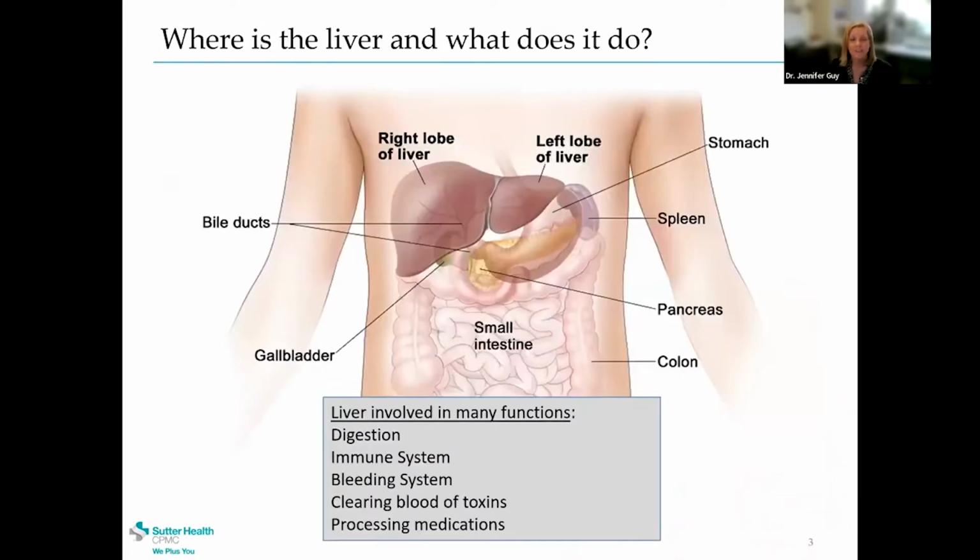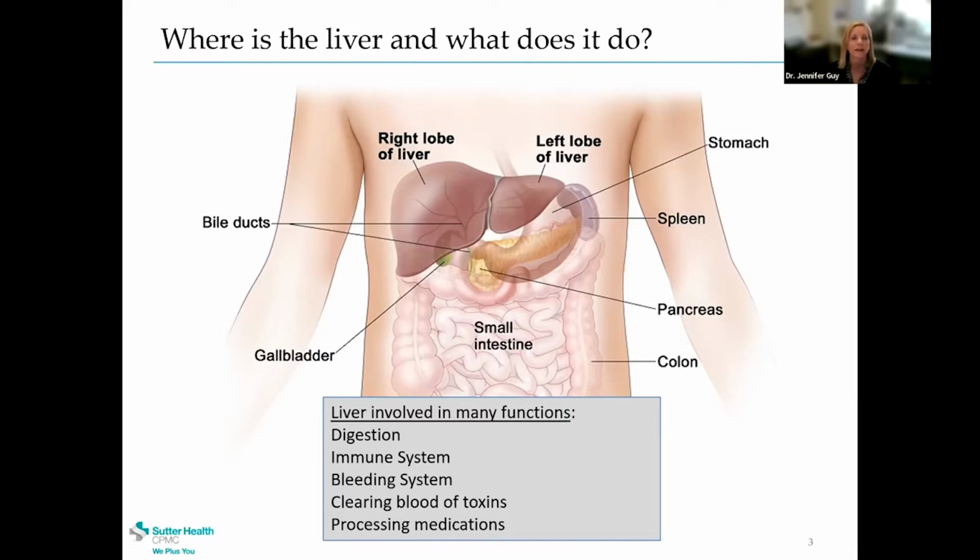So where is the liver and what does it do? You can think of your liver as a triangle on the right side of your body. It's kind of tucked up right under the ribs. And when we think about the liver, we divide it into the left and right lobe because of anatomic considerations if we're thinking about surgeries and other procedures.